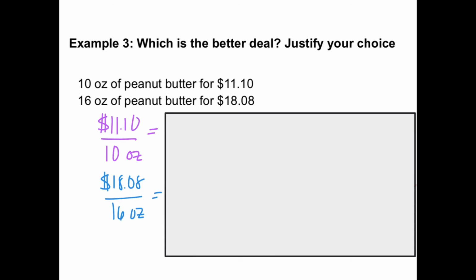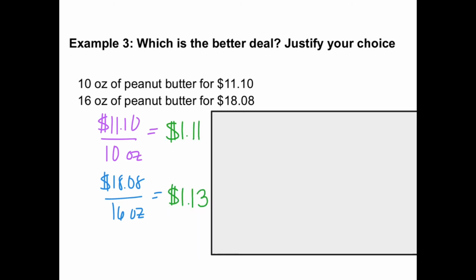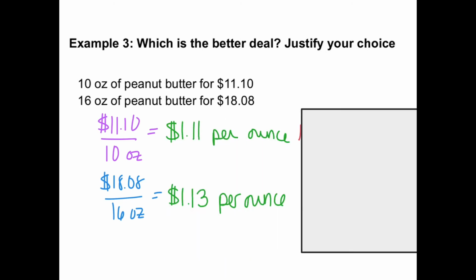In order to do that, we're going to take the $11.10 and divide it by the 10, the $18.08 and divide it by the 16, because what that will give us is the dollar amount for 1 ounce for each situation. So this is $1.11 per ounce for the smaller bottle. It's $1.13 per ounce for the larger jar of peanut butter.